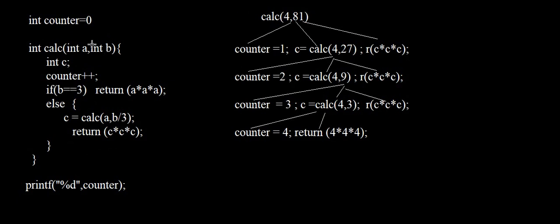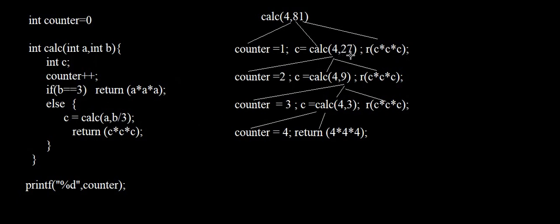If I put 4 and 81 in this place, now counter is initially 0 as it's a global variable, and now there's an if else condition, and now come here. If B equals 3, is B 3? No, B is 81. 81 is not equal to 3. So come here in the else condition. C equals calc 4, 27. Why? Because A is 4 and B is 81. 81 by 3 is 27.